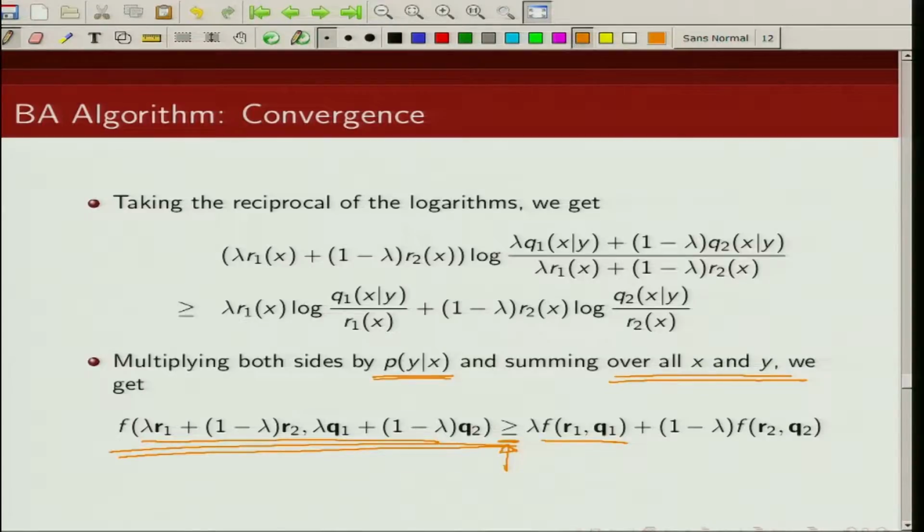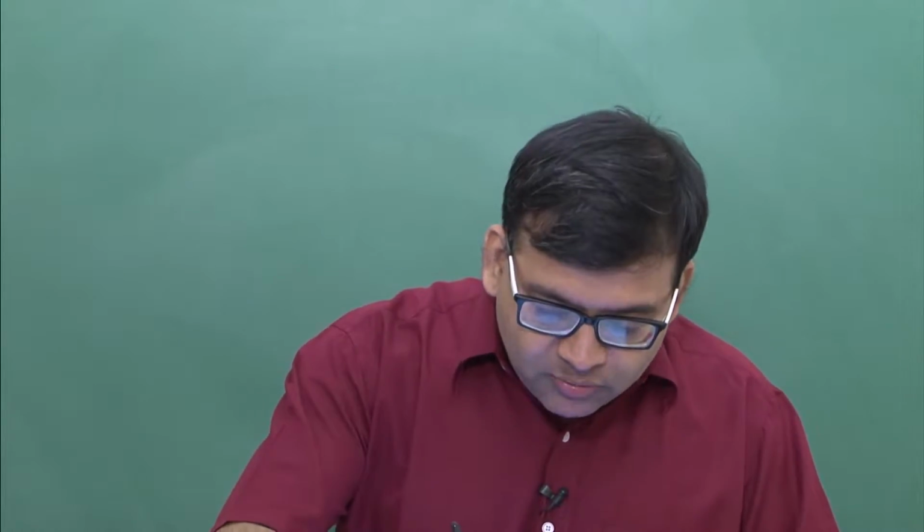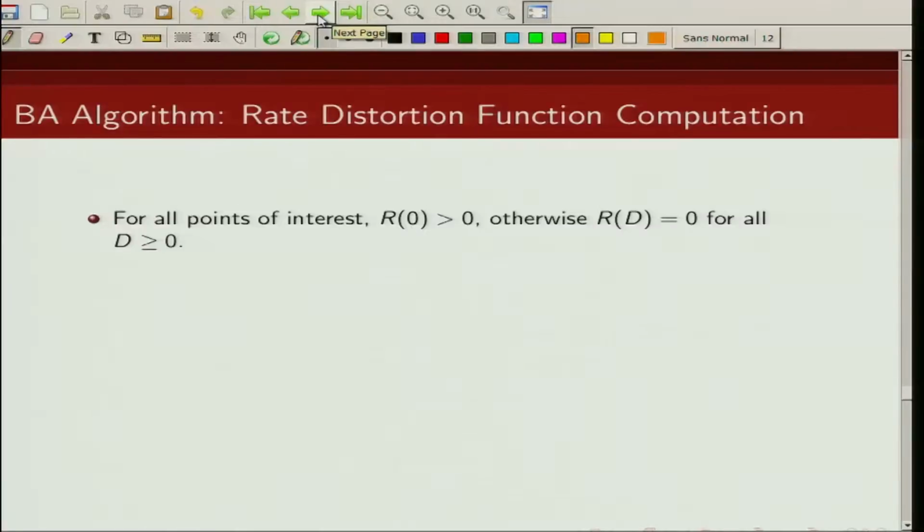So hence we have shown that when we iteratively compute r and q, as k increases, f evaluated at the kth iteration will tend towards the expression for channel capacity, and this is the Blahut-Arimoto algorithm for computation of channel capacity. Now the Blahut-Arimoto algorithm for the rate distortion function is very similar. We will just quickly browse over the results.